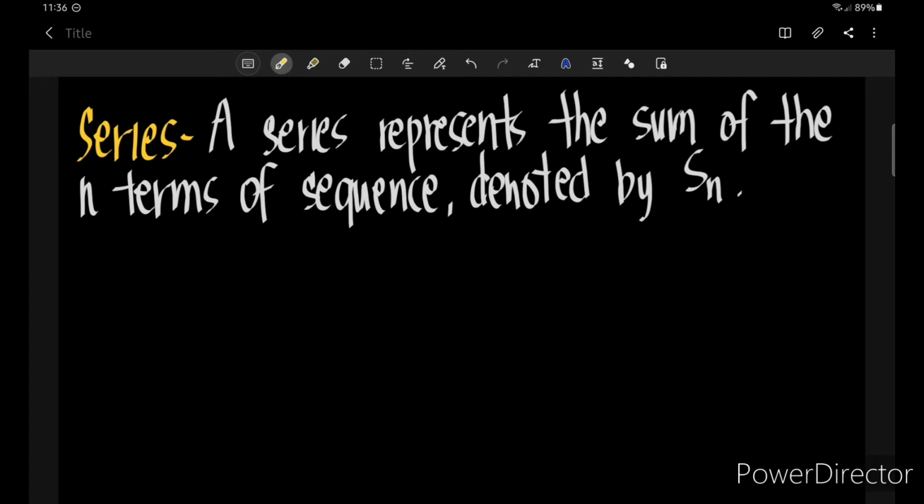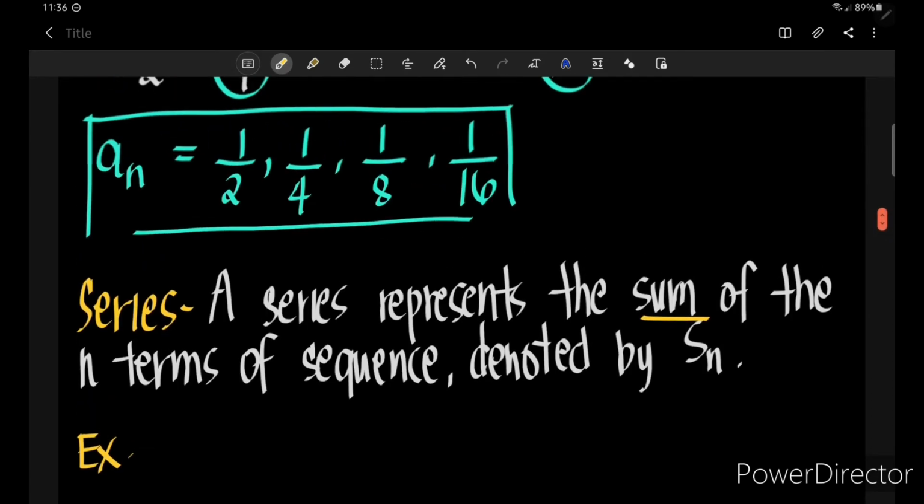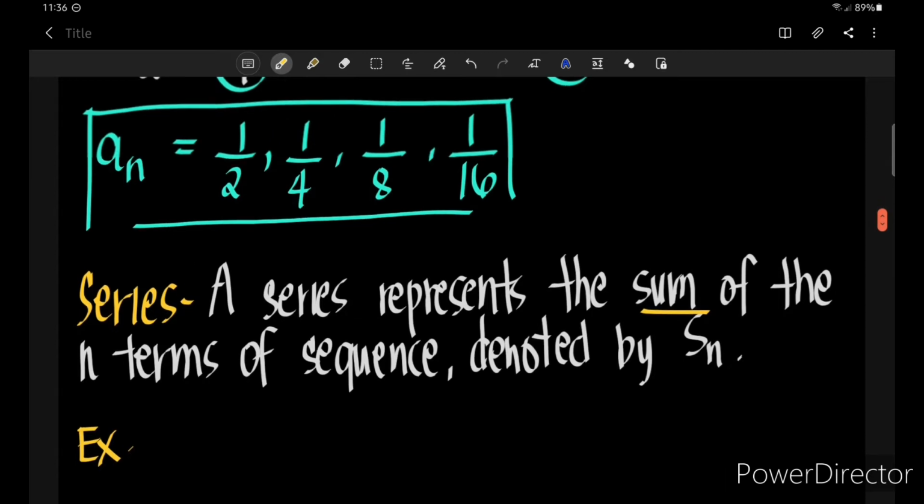Okay, for the series, it represents the sum of the n terms of a sequence. It is denoted by s sub n. From our previous example, we have the sequence 1 half, 1/4, 1/8, and 1 over 16. Ang kailangan lang natin gawin is kuhain yung sum nito. So, ayun yung series. No?